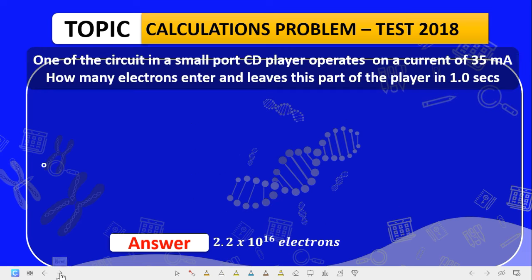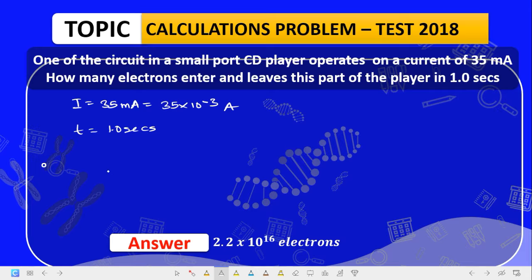Now the next question. One of the circuits in a CD player operates on a current of 35 milliampere. The current is given as 35 milliampere, which we can break down to 35 times 10 raised to the power of minus 3 ampere. How many electrons enter and leave this part of the CD in 1 second? Our T, the time, is 1.0 seconds.